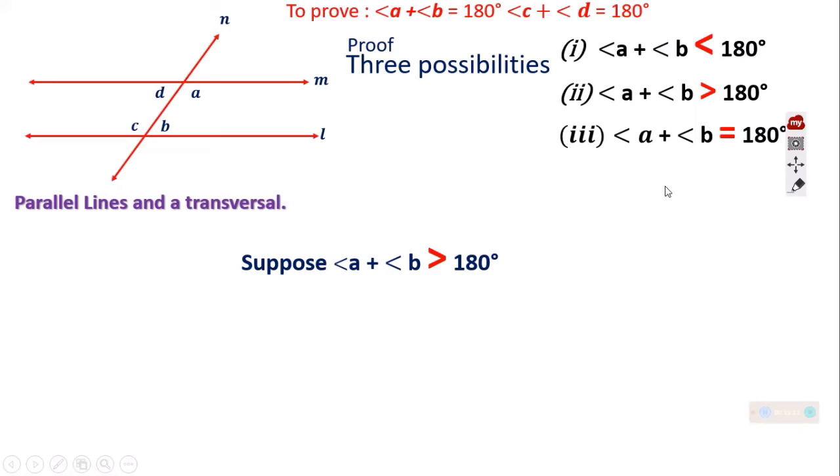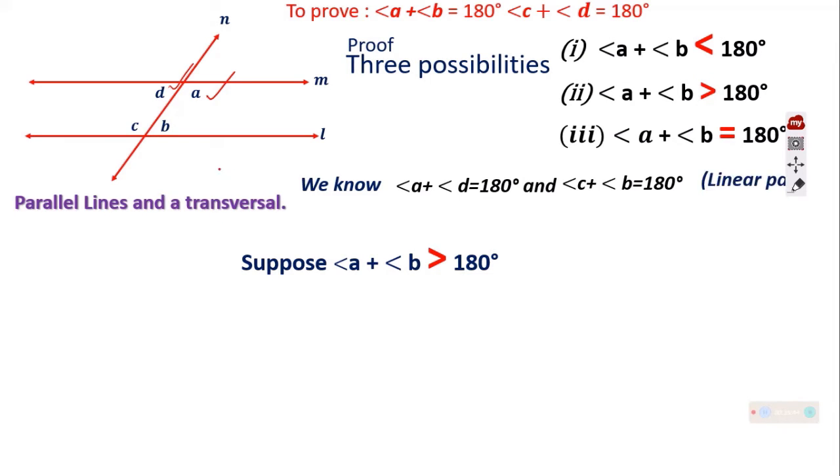One way is a supposition that suppose angle A plus angle B is more than 180. When we say this, we should remember that angle A and angle D total, here it is, is equal to 180. The reason is as well as angle C and angle D, these two, its sum is also 180. Reason is they are linear pairs. They are pairs on a line. You know that.